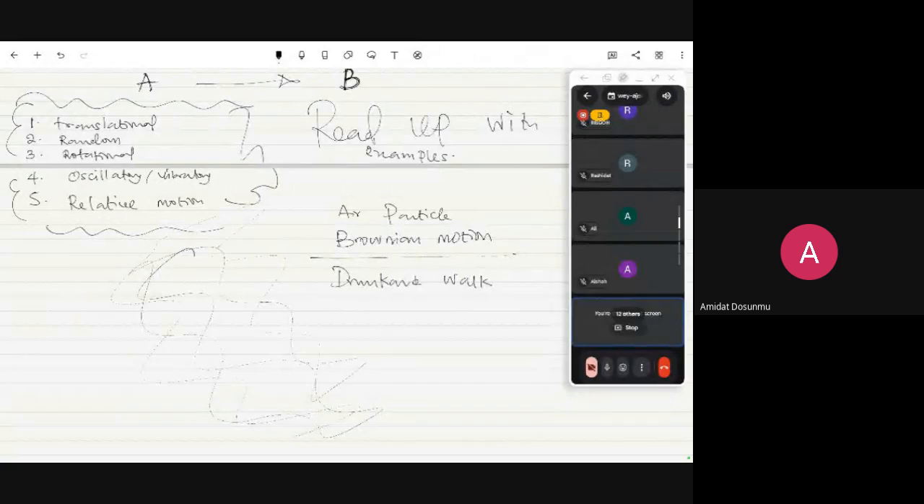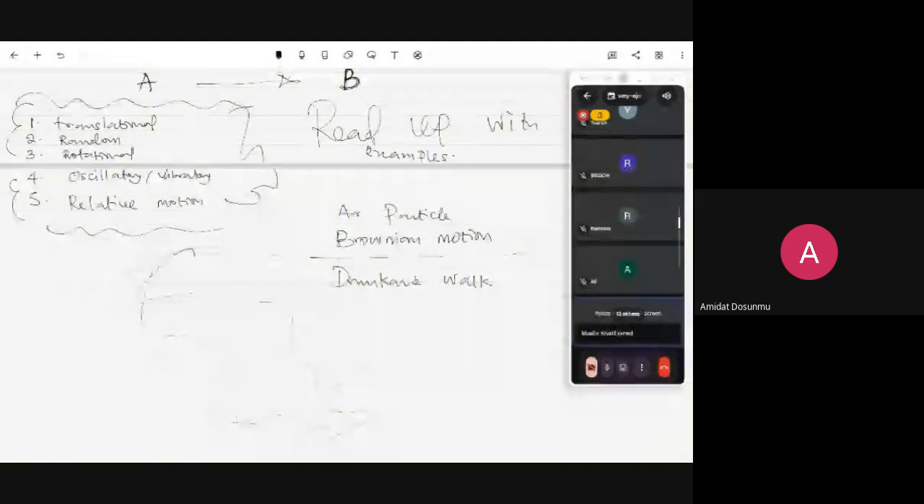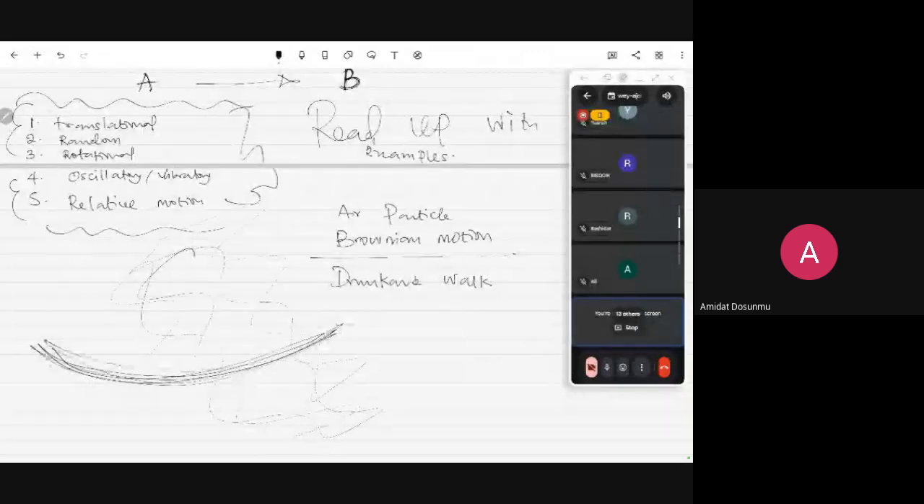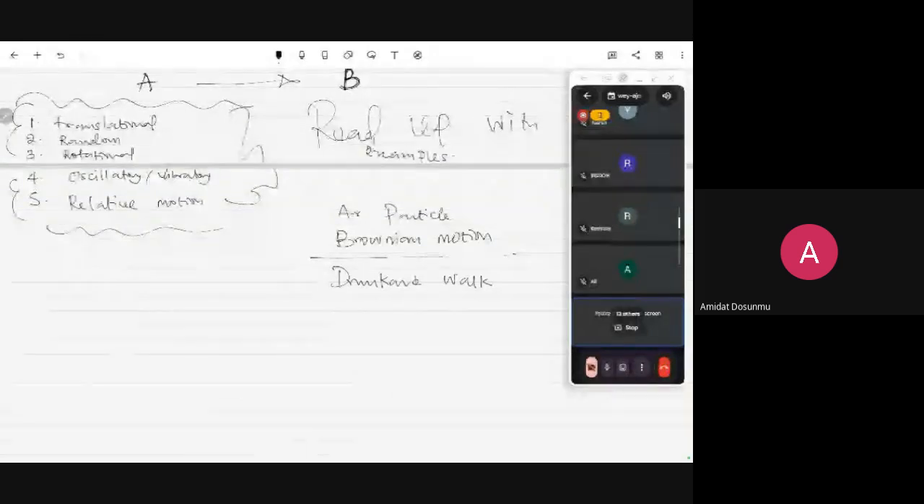Now, there's a confusion between random motion and oscillatory motion. Because of that confusion, I will quickly come to oscillatory motion. Oscillatory motion is the to and fro movement of an object. And we say this motion is periodic. When something is periodic, it goes to and fro, to and fro, to and fro. And the motion is always repetitive in nature.